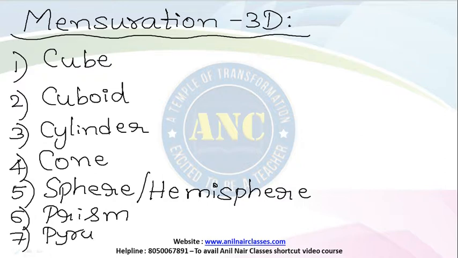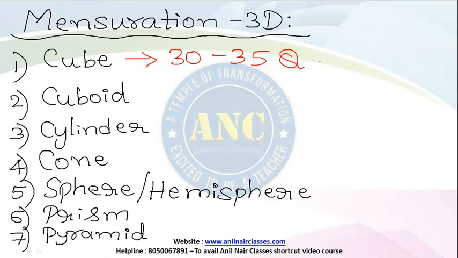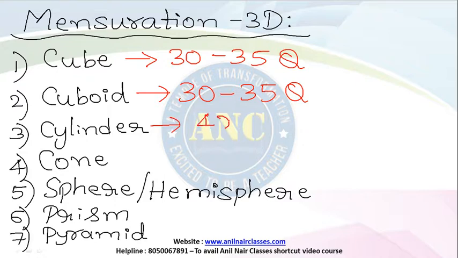We will also see approximately how many questions we are going to discuss in each of these concepts. Cube, somewhere around 30 to 35 questions. Similarly, cuboid, approximately 30 to 35 questions we will discuss. Cylinder, we will discuss close to around 40 to 50 questions.